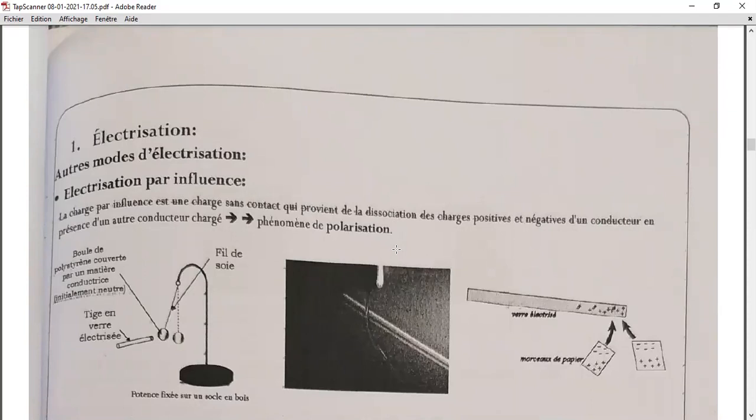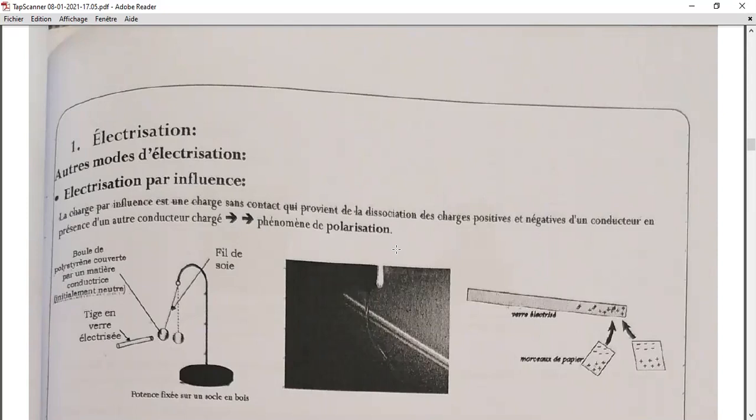The first one is electricization by influence. Electricization by influence is when you make something electrically charged by not touching that thing. We influence people by not being in contact with them, but by them seeing how we behave, our characters, all those things. It's the same thing here in electricization.